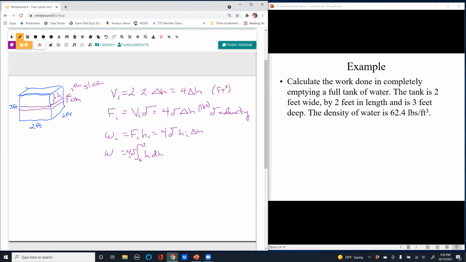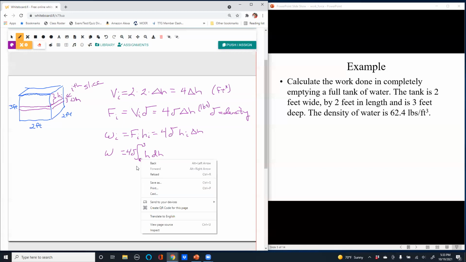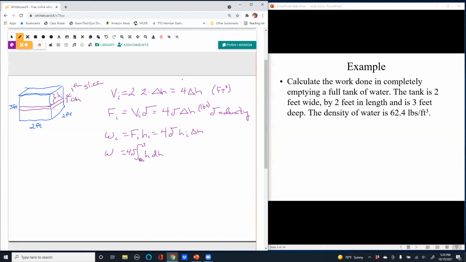And again, I like saving the 4 delta till the very end because it makes the integral a little bit easier to deal with. You do not have to. It's just the way that I like doing it. You'll see it, I do it in a lot of my problems.